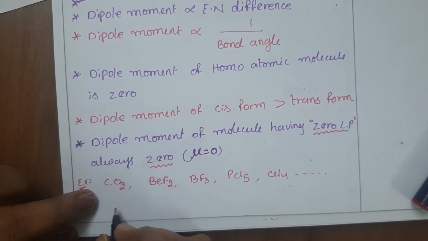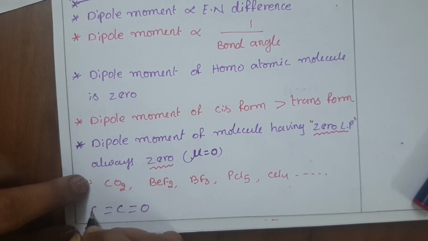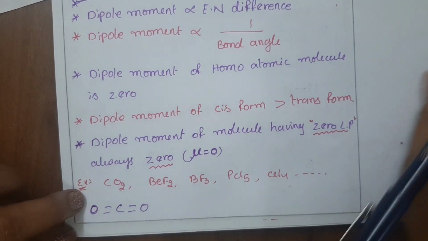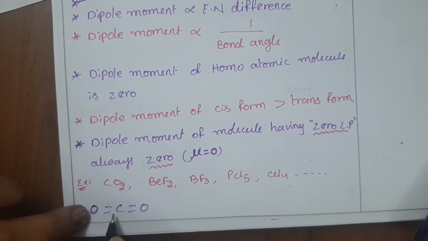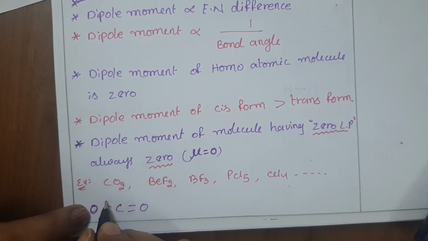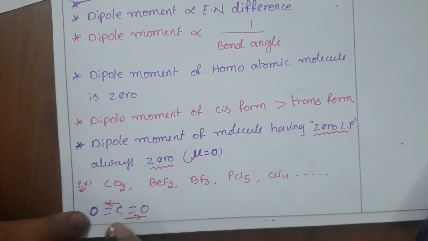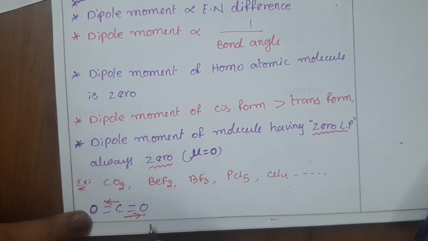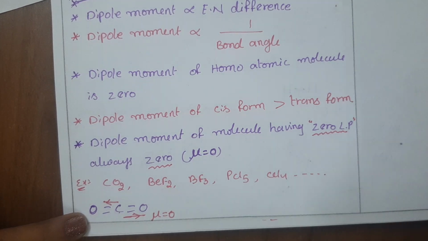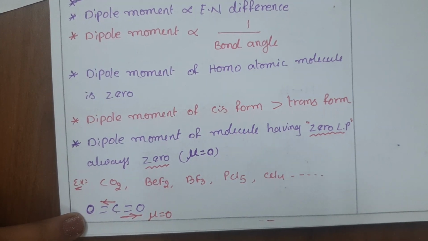Suppose we take CO2. Write the CO2 structure. Here the central atom is carbon and oxygen is there like this. Now oxygen is more electronegative than carbon, so we have to measure the dipole moment in this direction, from carbon to oxygen, and for this one also from carbon to oxygen. Both are present in opposite directions, so the net dipole moment is equal to 0.